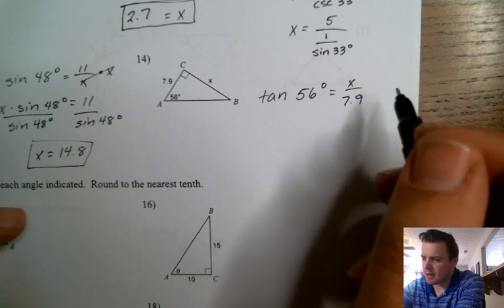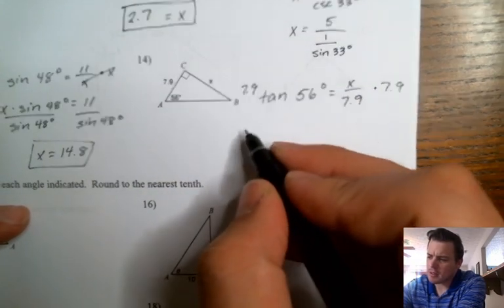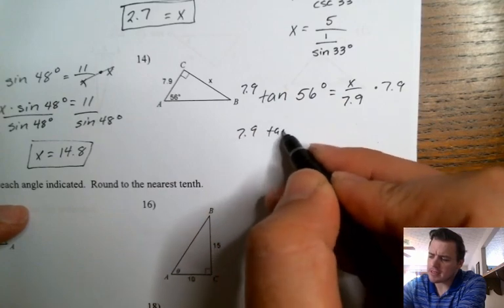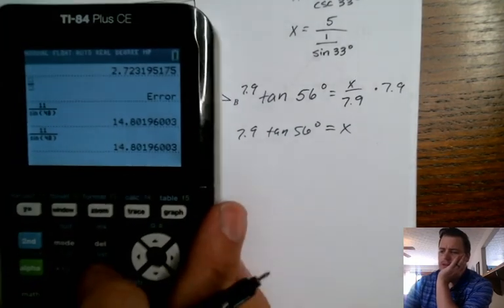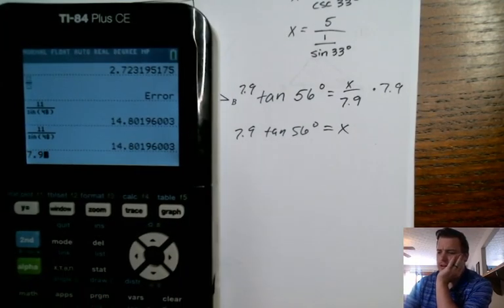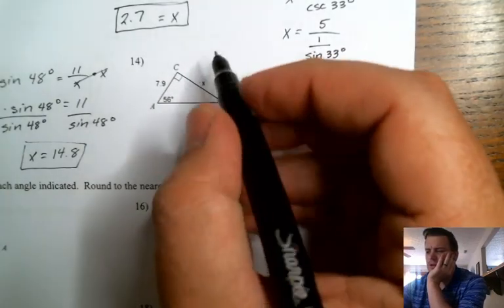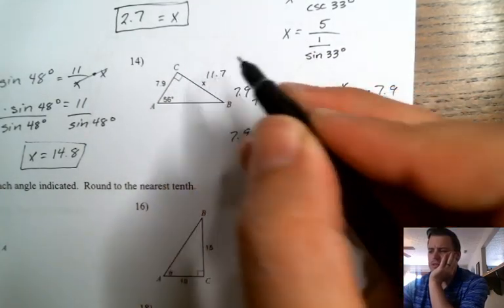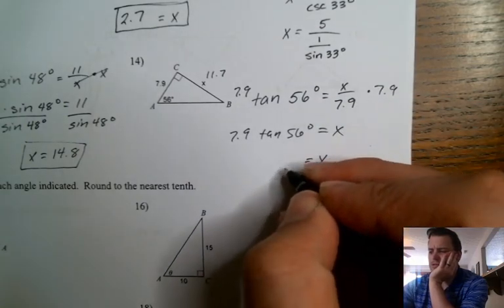Good, Maddie. All right. So then multiply both sides by 7.9. So 7.9 tangent of 56 degrees is equal to x. Calculator, 7.9 times the tangent of 56 degrees is equal to 11.7. Does that make sense there? That'd be 11.7? Yeah, it's a little bit longer than 8. Yeah, cool. X is equal to 11.7.